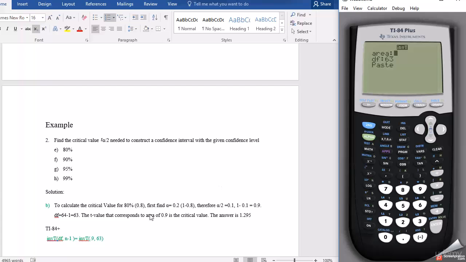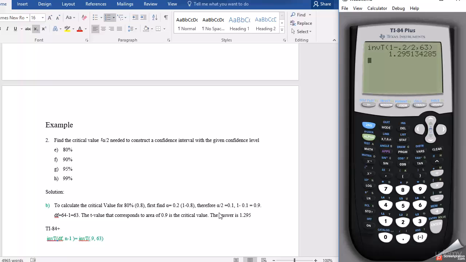So when you go to the calculator, what you put in here is 1 minus alpha over 2. Okay, so for the area, alpha is 0.2, so I'm going to do 0.2 divided by 2. Okay, so that's how we put in area when we want to find the critical value. Then the degrees of freedom we already said is 63, and that is 64 minus 1. And we'll go to paste, do that. So you can see how we got 1.295.